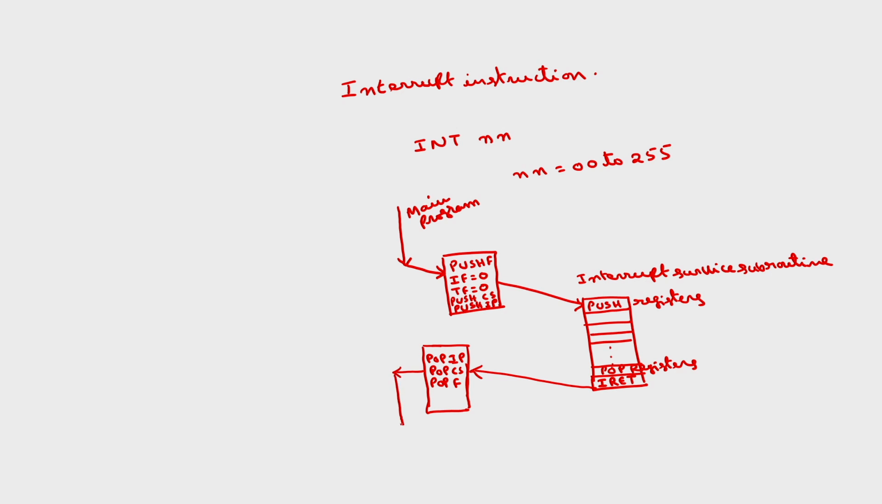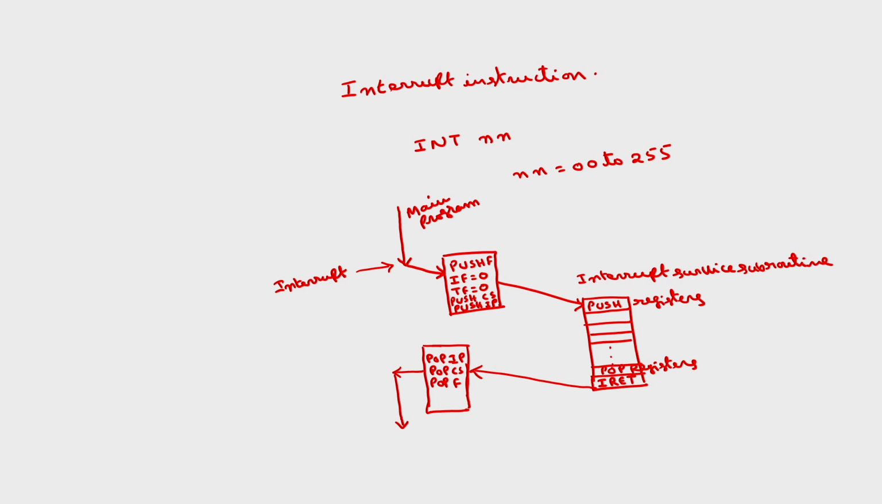Then the main program will continue. This is the flow of the main program. So, whenever an interrupt occurs at this point, these are the various steps that the microprocessor performs to complete the task of the interrupt.